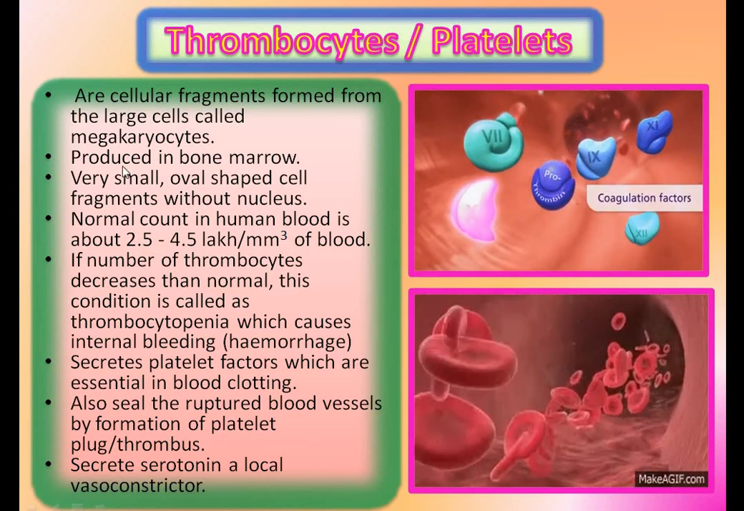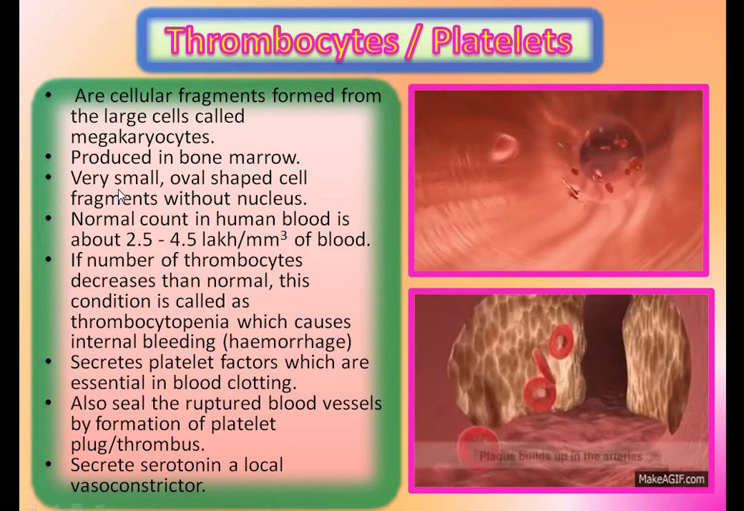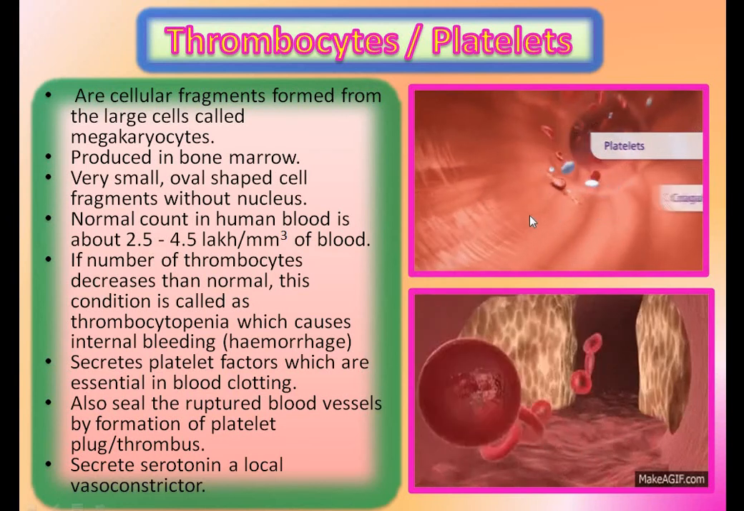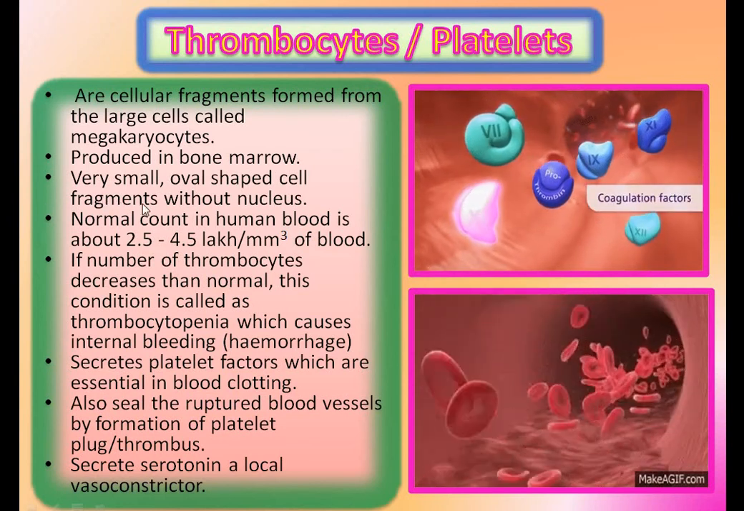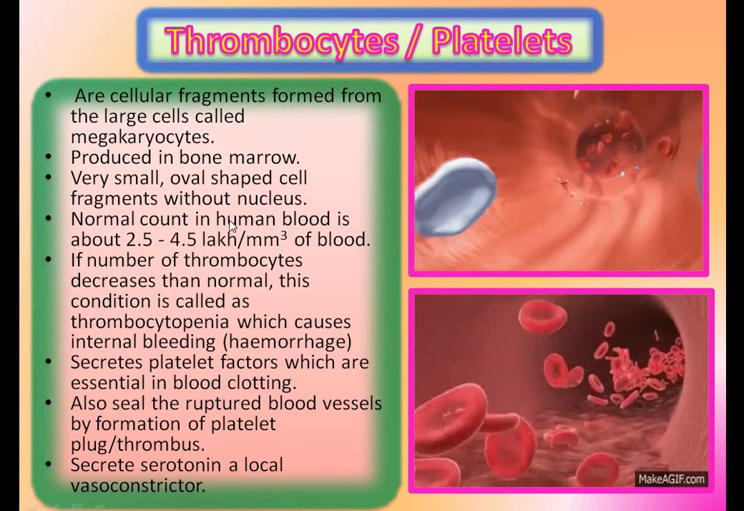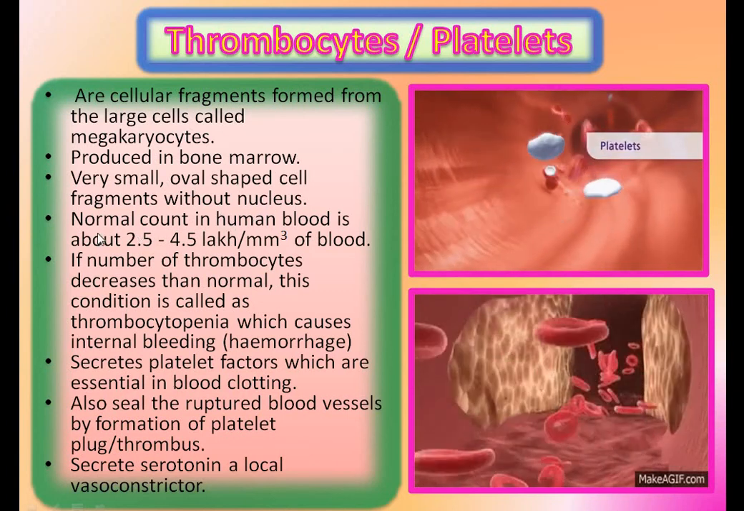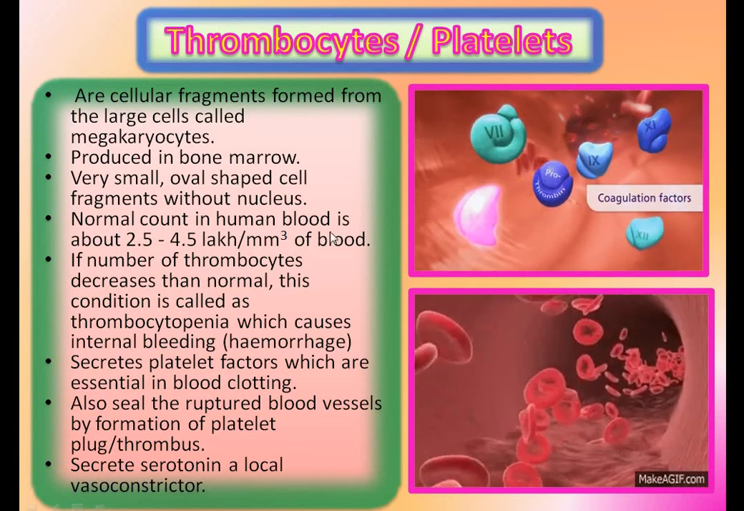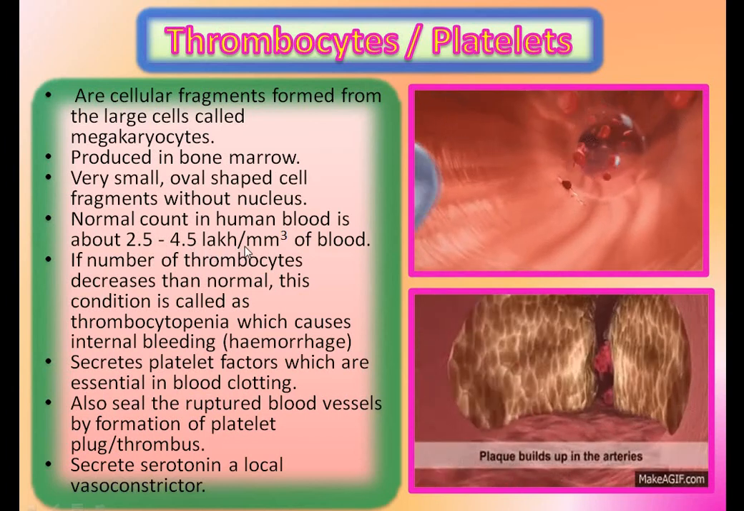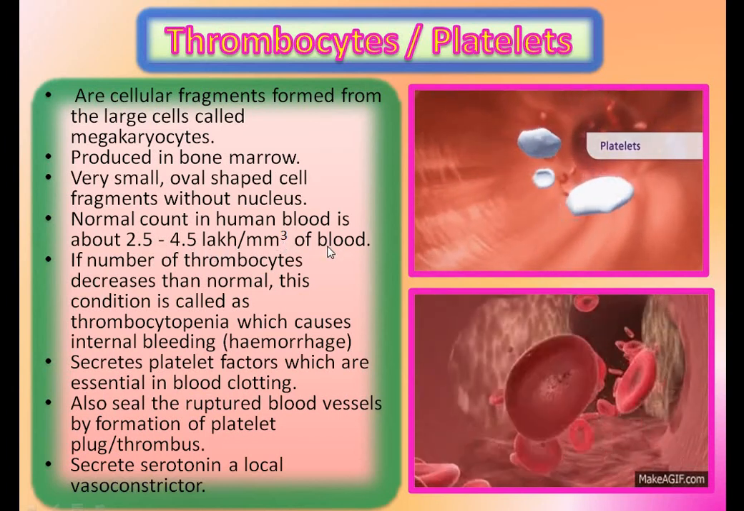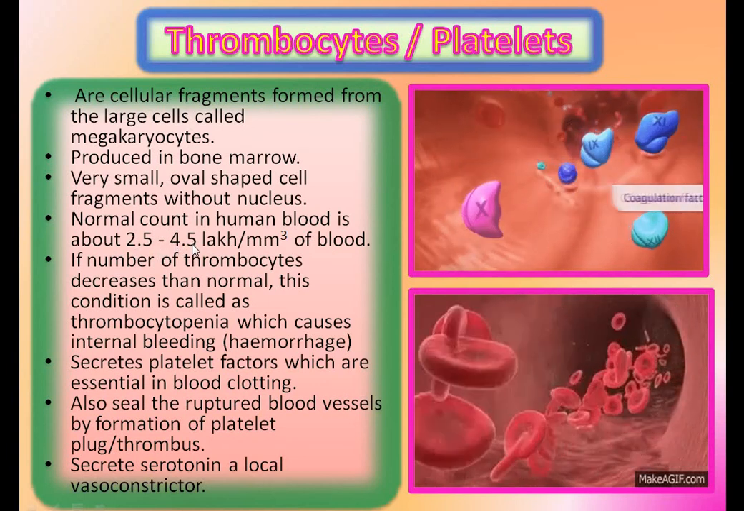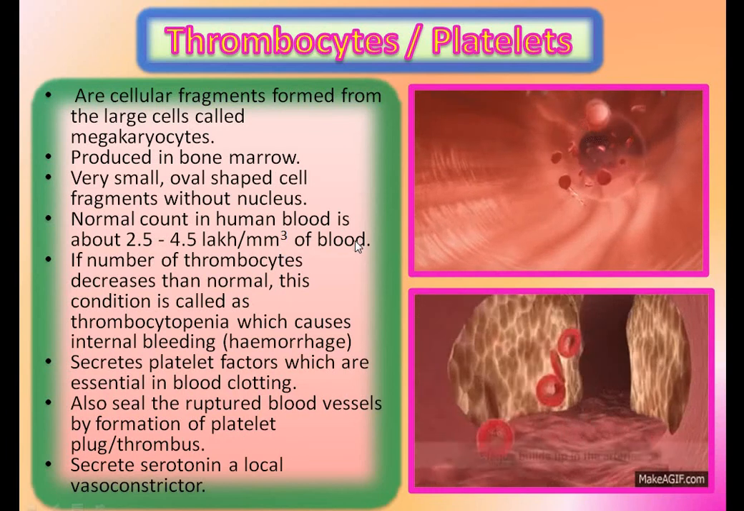Coagulation factors are produced in bone marrow. Platelets are very small oval shaped cells. See, this is the oval cell shape of cell fragments without a nucleus. That means the nucleus is totally absent in platelets. The normal count in human blood is about 2.5 to 4.5 lakh per mm cube of blood.